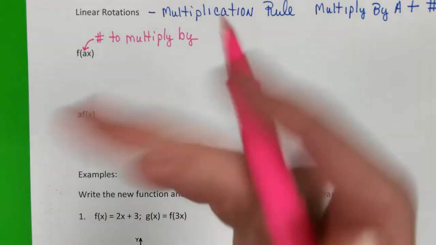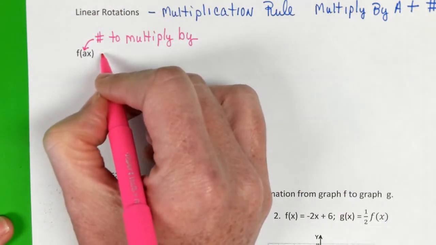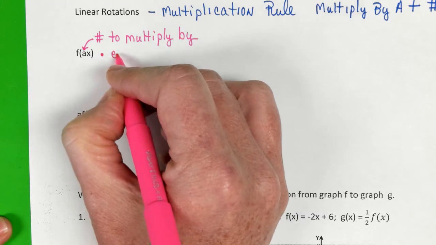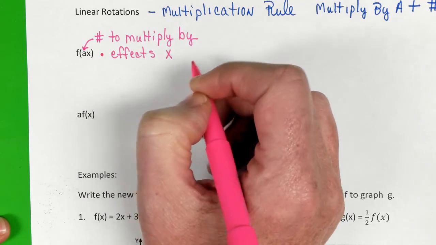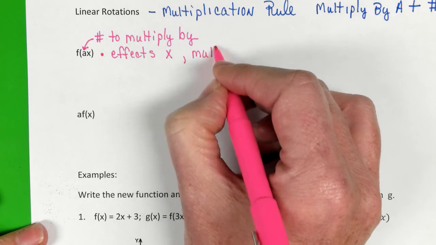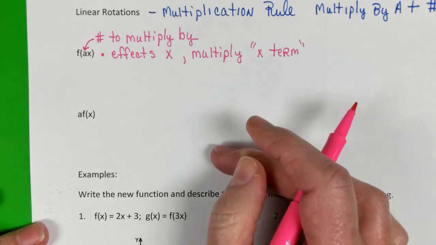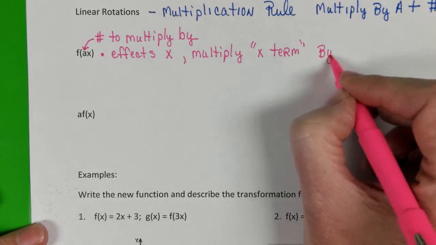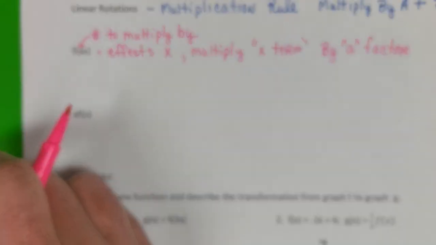So this rule is inside the parentheses. Because it's inside the parentheses, this affects the x. And so because of that, we will end up multiplying the x term. When I say the term, that's going to include the slope, right? The x term by the a factor, whatever the a value is. That'll make sense in a minute, but I want us to write this down.